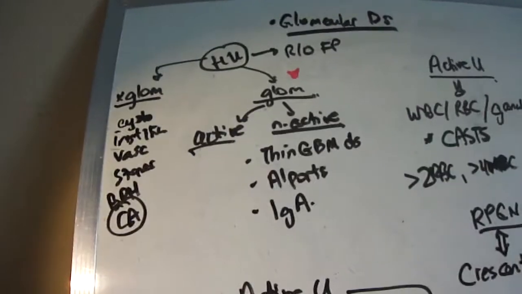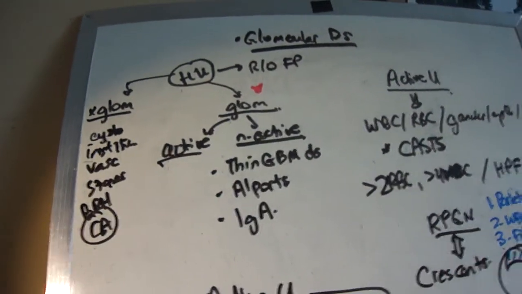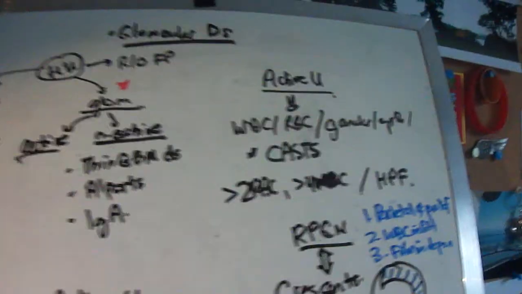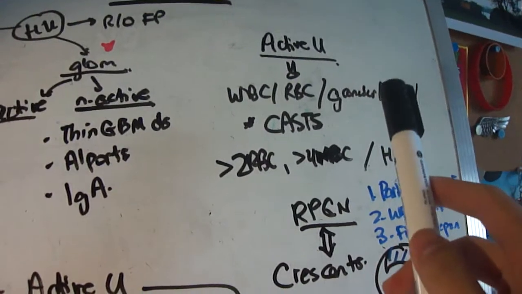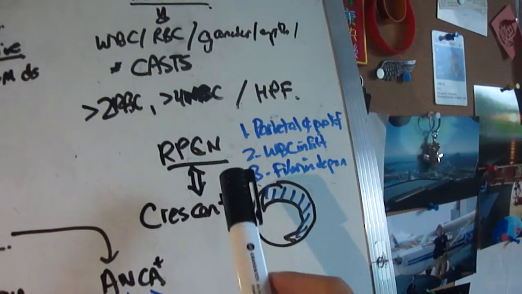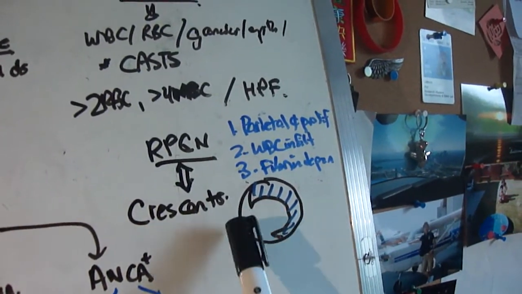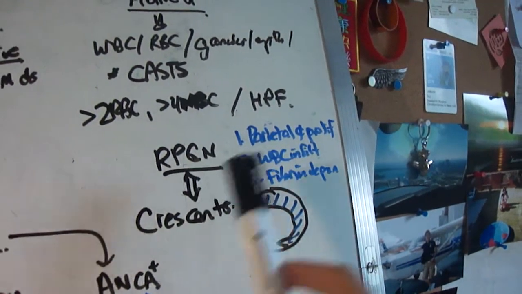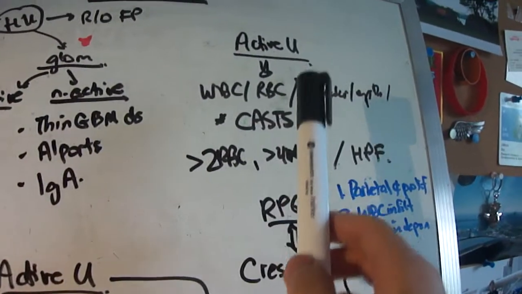So what we talked about today was nephritic syndrome, nephrotic syndrome. We defined what active urine was. We talked about what RPGN was, as well as what crescents were, and that they pretty much mean the same thing. Falls under active urine.